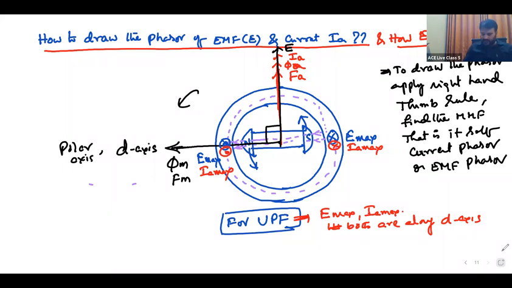Now, take a unity power factor. This is for which power factor? UPF. This is for unity power factor. This diagram is for UPF. Whatever we have drawn for UPF, this entire diagram is for UPF.